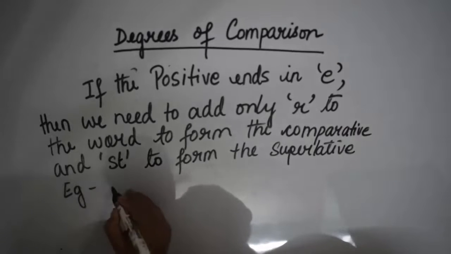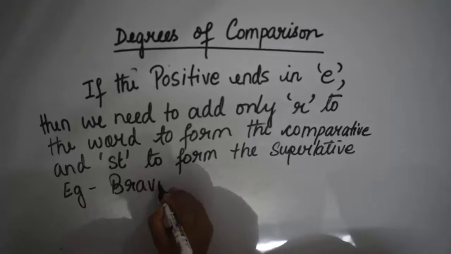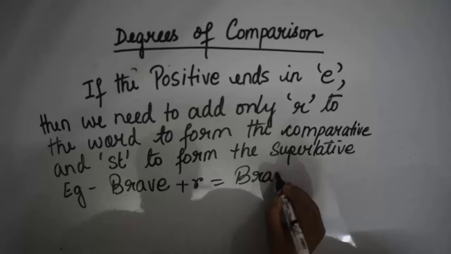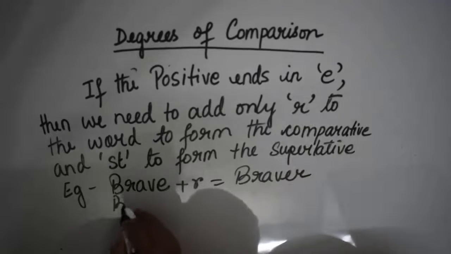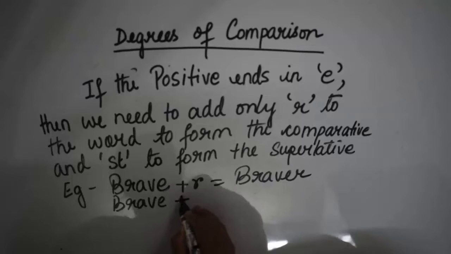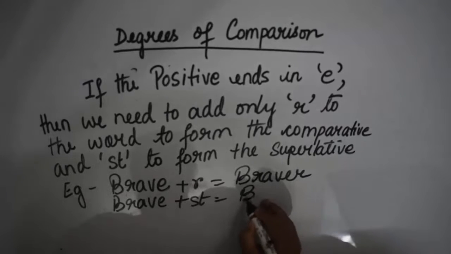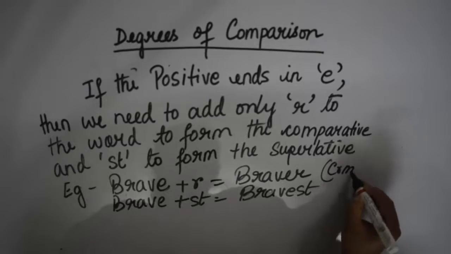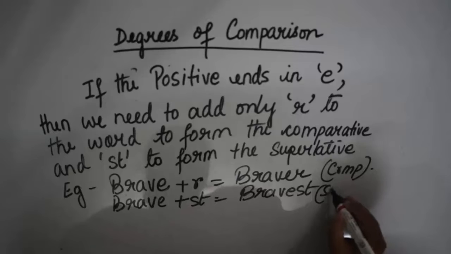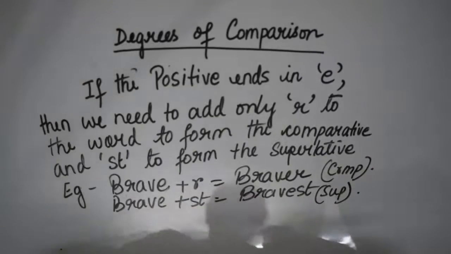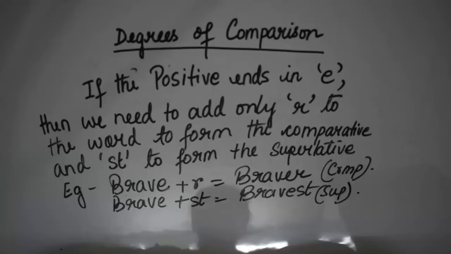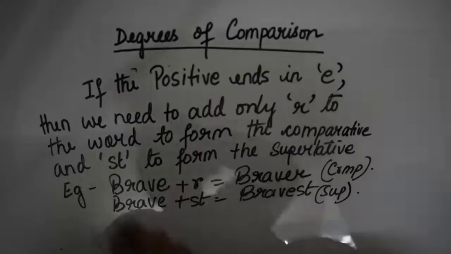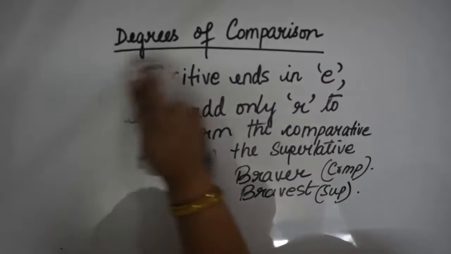Example, the word brave, I'm adding R, it becomes braver. Brave plus ST becomes bravest, right? Comparative, superlative, right? So this is the previous rule that I had discussed. Now let me write down the current rule that I am teaching.